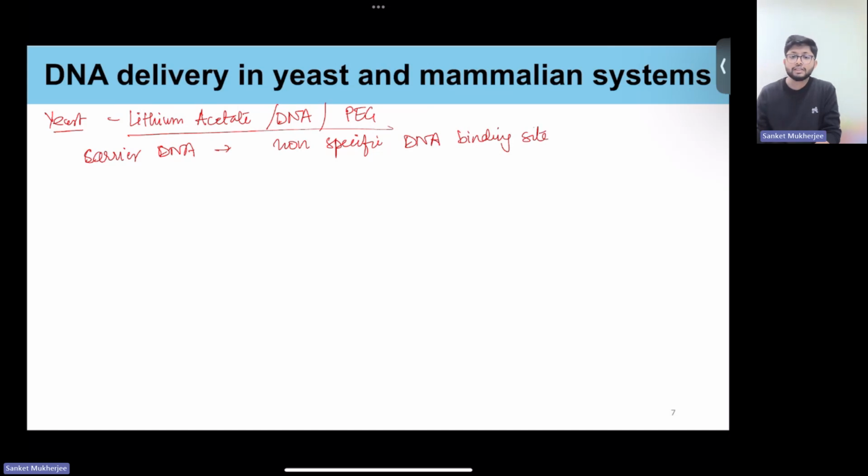So your plasmid can go and bind to these sites and not enter the yeast cell. So to prevent that, these carrier DNAs actually block these sites and the transformation efficiency increases.